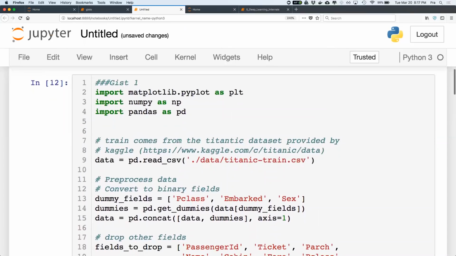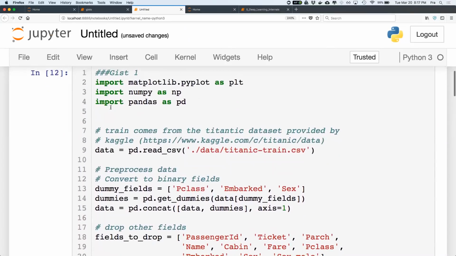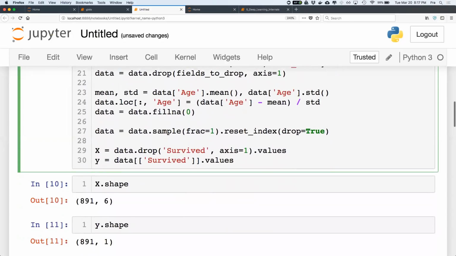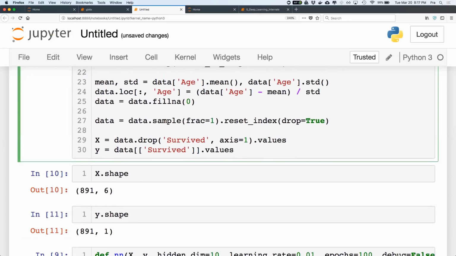Okay, so I'm loading here a little data set. I'm sure you're all familiar with it. It's the Titanic data from Kaggle, creating a few features. So taking some dummy fields for the class, the embarkment port, and the sex, and dropping a few other fields. Basically, I end up with two variables. X are my features. I have 891 data points, each with 6 features. Y are my labels. Those are survived or not survived, 0, 1.